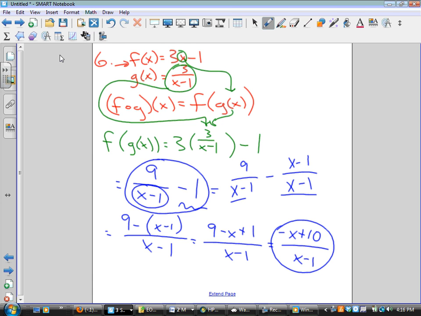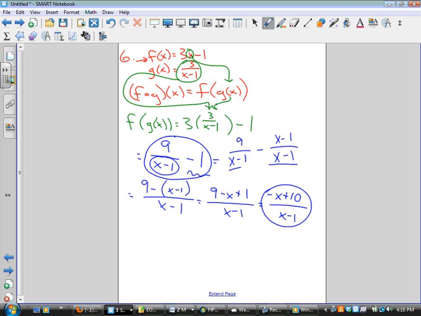Now it asks us to find the domain. To find the domain, we have to consider two things. We have to consider the domain of the composition, the result. We also have to consider the domain of the input, which was g. So we have to be concerned with those two things. Again, just like problem number 1, it looks like those two domains are going to be the same. Okay, so let's look at the negative x plus 10 divided by x minus 1.